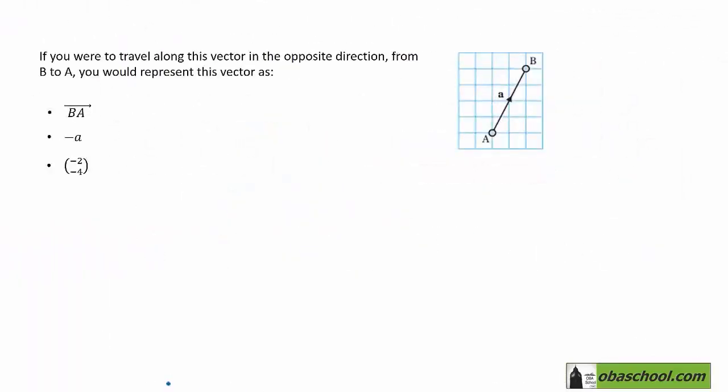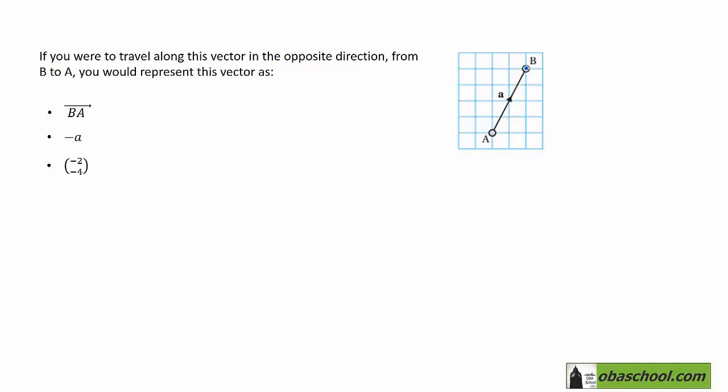Now here we have another example. If you were to travel along this vector in the opposite direction, from B to A, you would represent this vector as the following. You can see that we're moving downwards now. We're going from B all the way down to A. So it is basically the opposite of the initial example that we were just talking about. In the first example, we went from A up to B. Now we're going from B down to A. It's the opposite movement. So the vector is going to be BA.